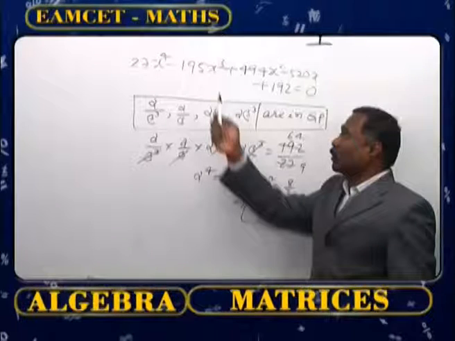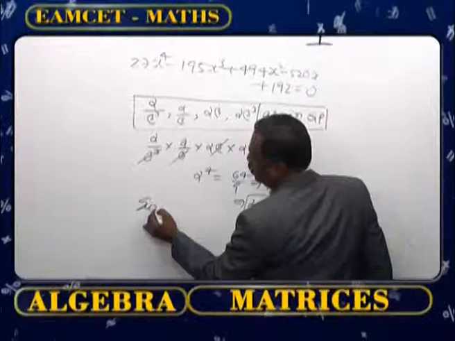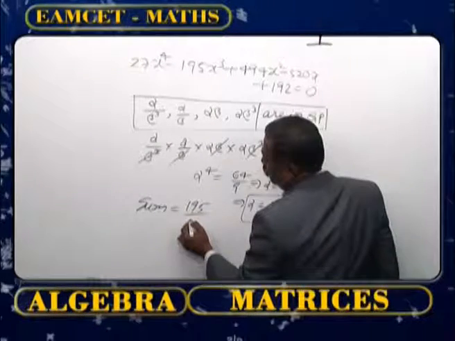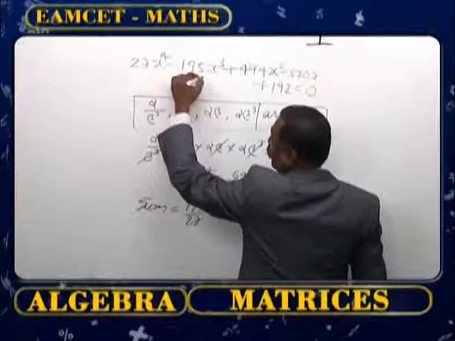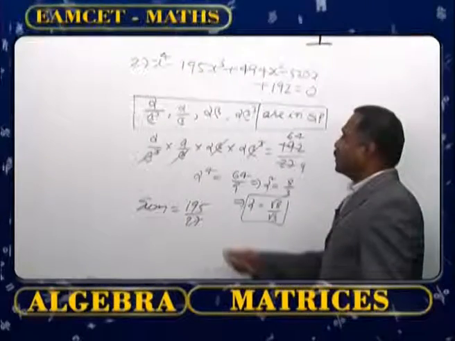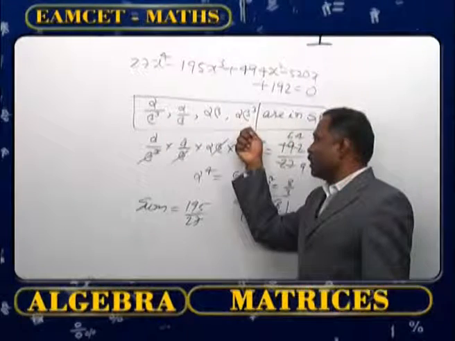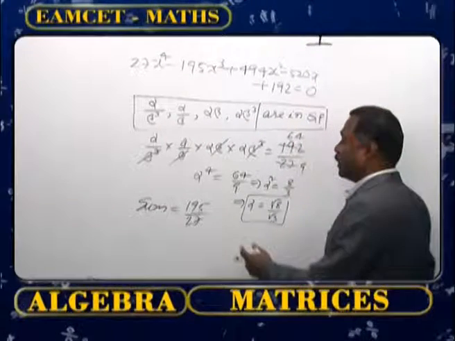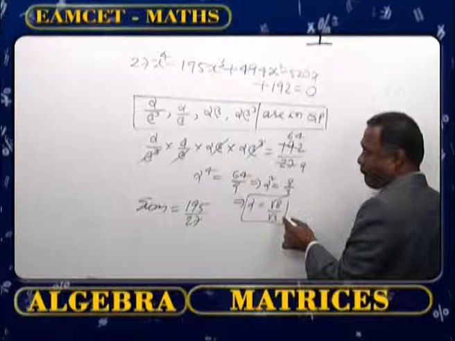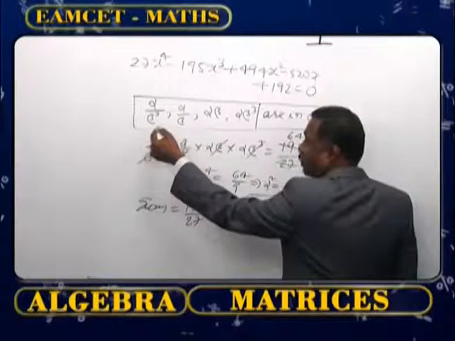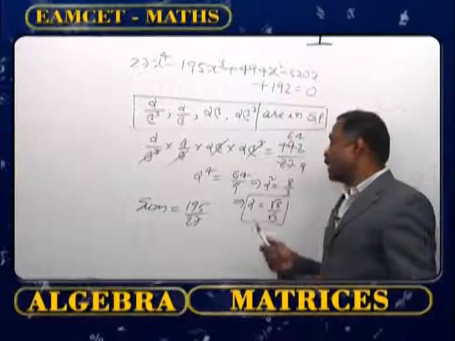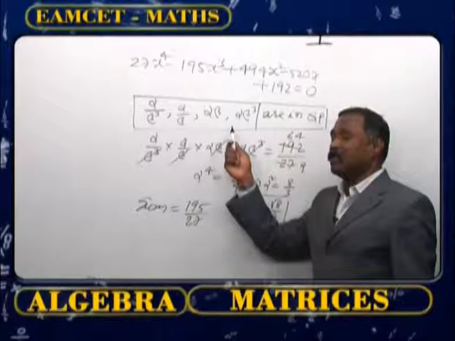Sum of the roots is nothing but 195 upon 27, that is minus a1 by a0. Similarly, by taking 2 at a time, you will multiply these two, and these two, and like that you can write another relation. But in this one, the alpha value is very much known to us. We will substitute that alpha value. You will get another equation in terms of beta, and you will solve for beta to get its value. After getting alpha and beta, we will substitute and get the roots there.